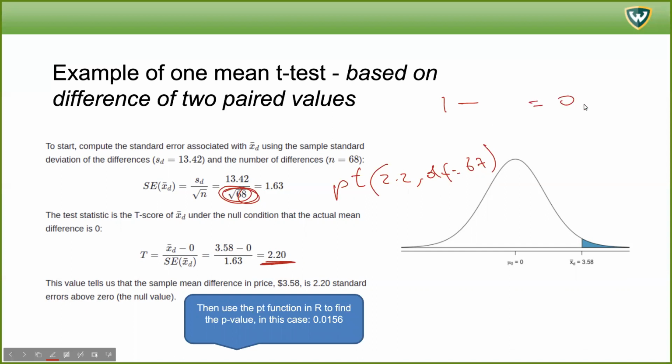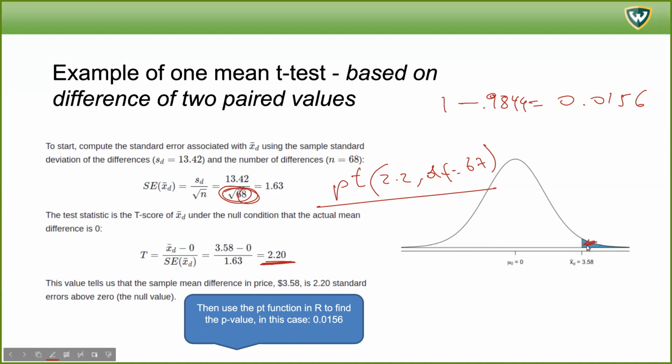It's going to give us 0.0156. So it's really 1 minus 0.98-something, about 0.9844. If we don't do the 1 minus, this pt function is going to give us 0.9844. That's not the p-value we really want, because of what we explained before about the way that the pt function counts.